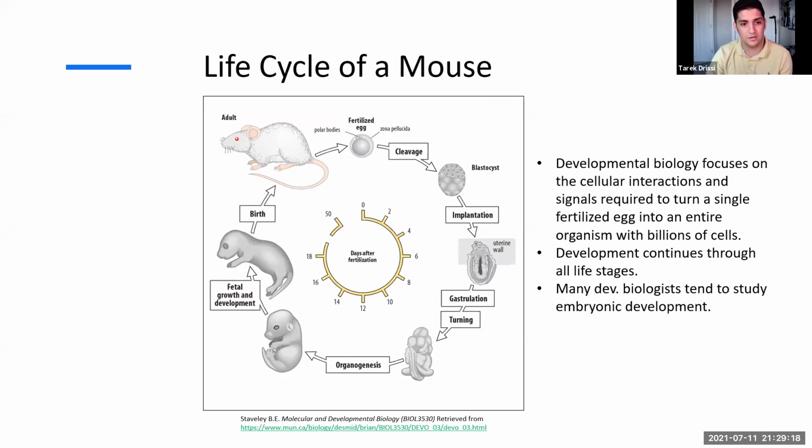Development obviously occurs through all life stages. So even after you're born, when you're a child, you grow into an adult. But many developmental biologists tend to study embryonic development. And that's just because of the very unique cellular interactions that occur during embryonic development that result in the formation of organs, organ systems, different tissues. And in the end, we can really look at those and understand how our bodies form and how our bodies are made at the genetic and cellular level.